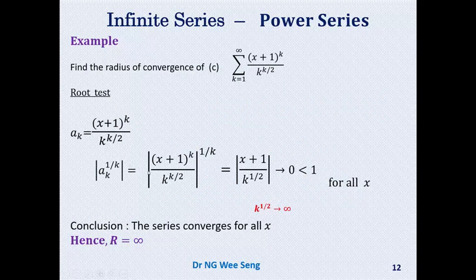The last example is to cover case 2 when the radius of convergence is infinity. This time we apply the root test again because there's no factorial term. We take the kth root and simplify, and we let k go to infinity. Obviously, k to the power half will go to infinity. But this term appears in the denominator, so the resulting limit is 0, which is smaller than 1. So we conclude that the series converges for all x, and hence R equals infinity.